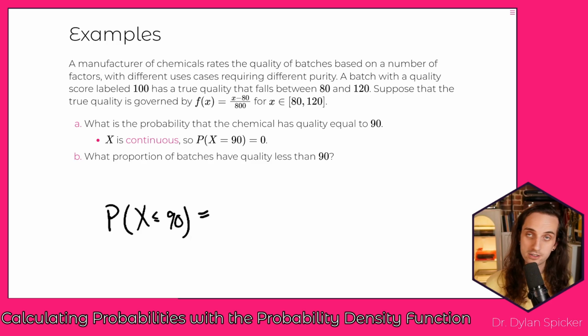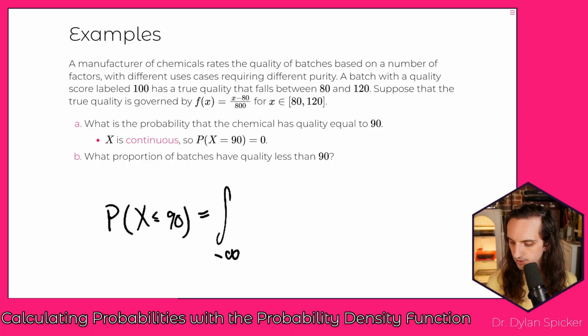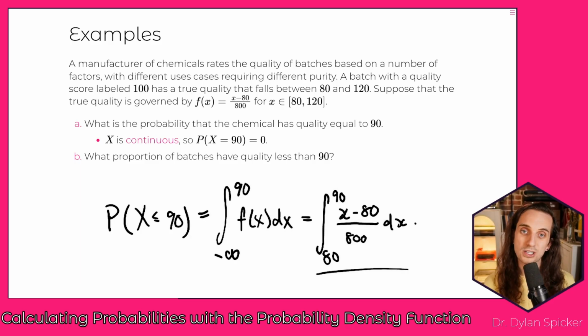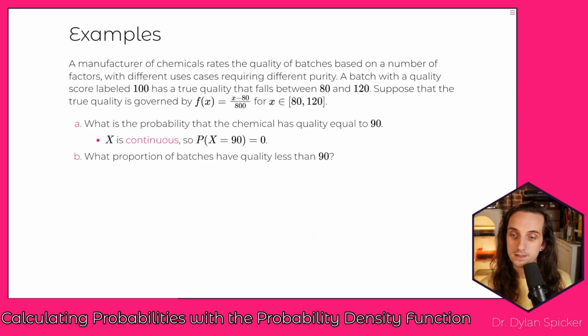Well, what we need to do is we need to integrate over the range that we're discussing here. And so that's the range of x being any value from negative infinity up to 90. That's the interval we're thinking about here. And we integrate the density function here. So that's f(x) dx. Now, in practice, we know that the density function is 0 if it's below 80. So this simply becomes the integral from 80 up to 90, and then we can plug in our density here. So that is going to be (x minus 80) divided by 800, and then we take that integral with respect to x. And solving this integral right here will give us the probability. So we can walk through that here.